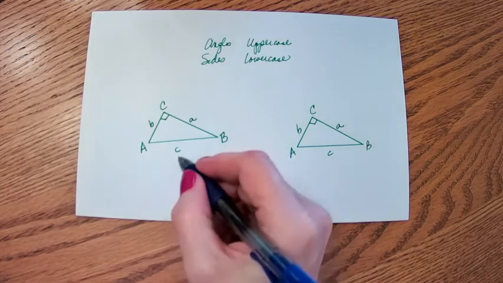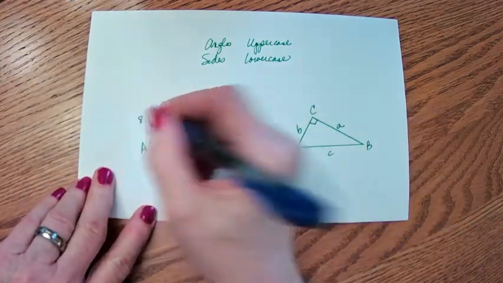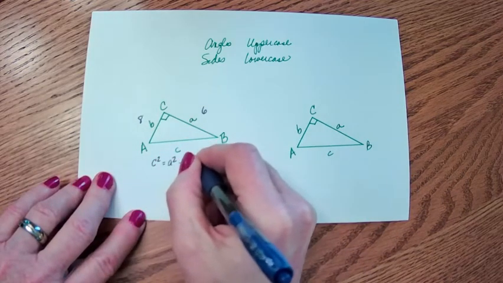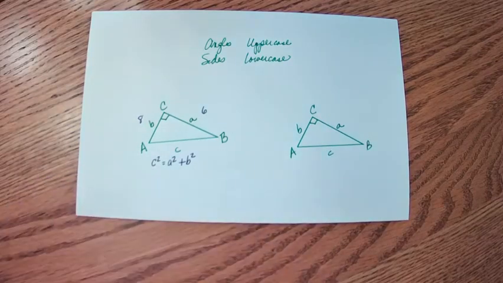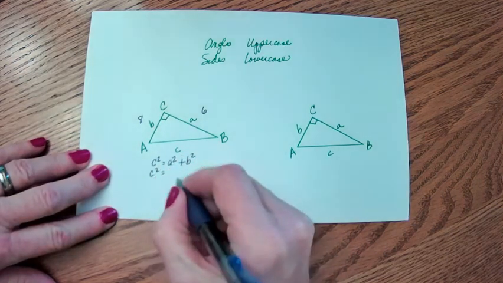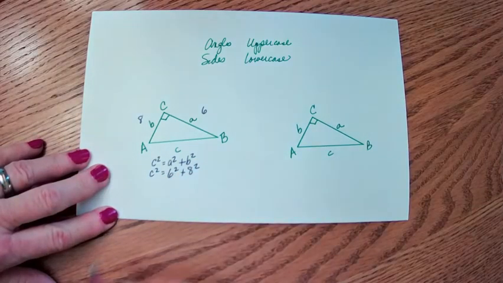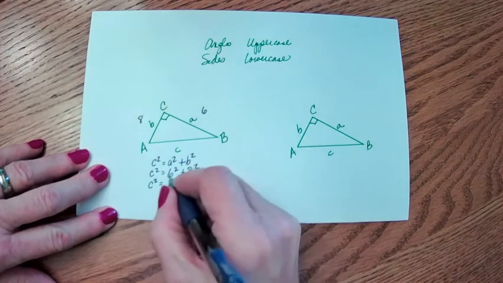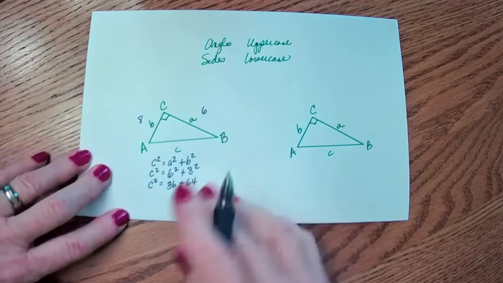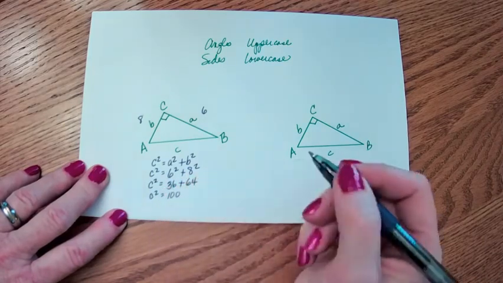Okay, so scenario A, they wanted us to find C when A was 6 and B was 8. So if C squared equals A squared plus B squared, hypotenuse squared is the sum of the two legs squared, A squared plus B squared. So C squared is going to be, we're going to put a 6 in for A, and we're going to put an 8 in for B. Bring down your C squared. 6 squared is 36. Bring down your plus. 8 squared is 64. So now C squared, I'm going to add those two together and get 100.